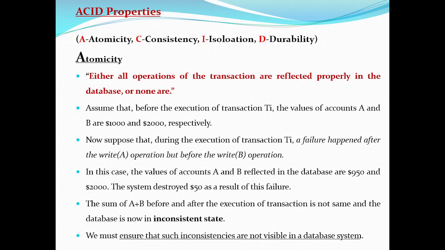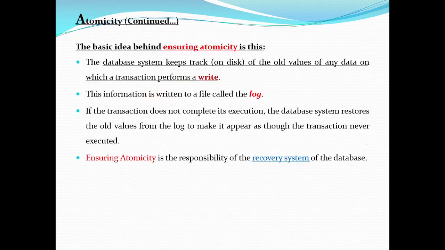Assume that before the execution of the transaction Ti, the values of accounts A and B are $1000 and $2000. Now suppose that during the execution of the transaction Ti, a failure happened after the write(A) operation but before the write(B) operation. In this case, the values of accounts A and B reflected in the database are 950 and 2000. The system destroyed $50 as a result of this failure. The sum of A plus B before and after the execution of the transaction is not the same, and the database is now in an inconsistent state. We must ensure that such inconsistencies are not visible in a database system.